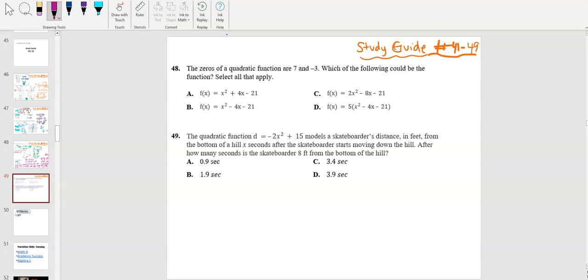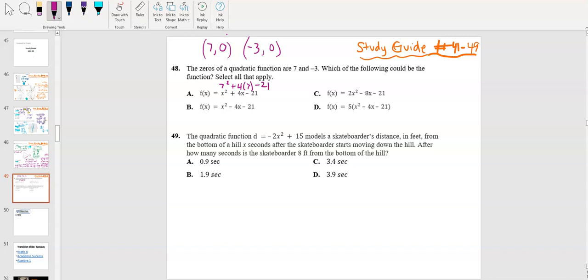Remember, the zeros of a quadratic equation mean that it's an x of 7 and a y of 0, an x of -3 and a y of 0. So we want to make sure that y is 0. If x is 7, then the f of x should be 0. So if I plug these into the equation, I get 7 squared plus 4 times 7 minus 21.